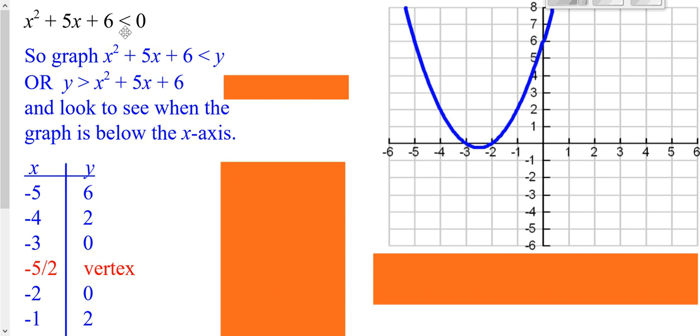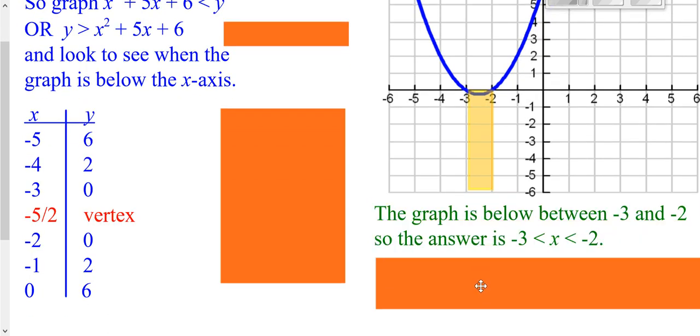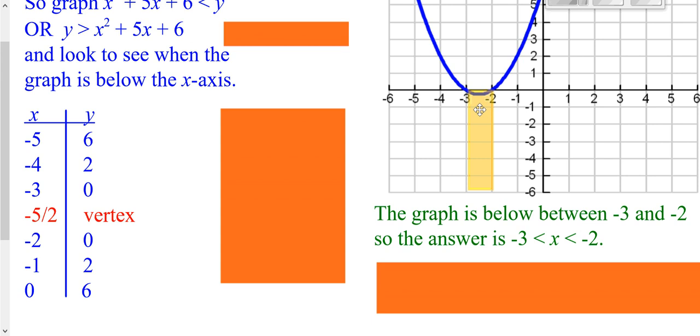So in other words, I want to know when, just a second here. Yeah, sorry about that. So as I look here, I want my parabola right here, the parabola, to be less than 0. So that means I want the parabola to be below a height of 0. So where is my parabola below 0? That's only between 2 and 3. So if I write that answer, it's only one region. I'm in between negative 2 and negative 3, so I would get this.